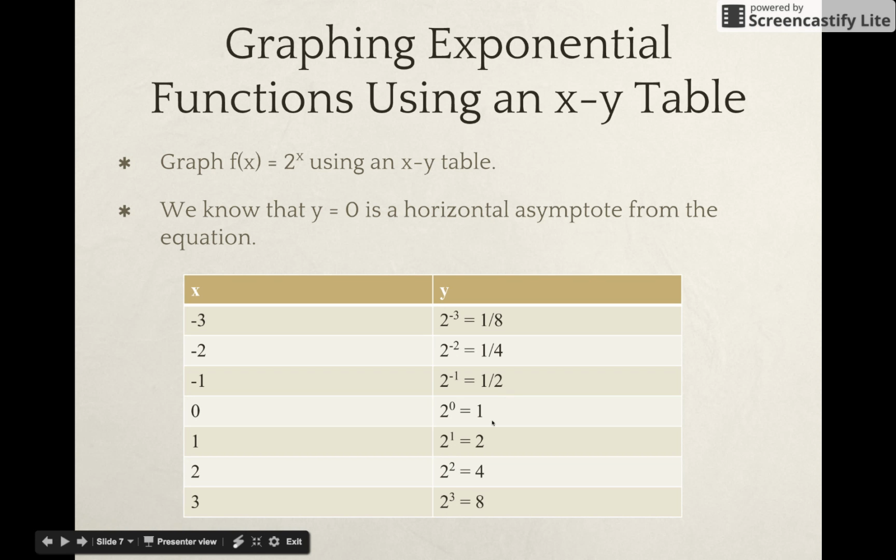One other thing we might take a look at in this table is the ratio of consecutive y values. That is, consider 8 and 4. The ratio of those two y values would be 2. 8 divided by 4 is 2. The ratio of 4 and 2 is 2.